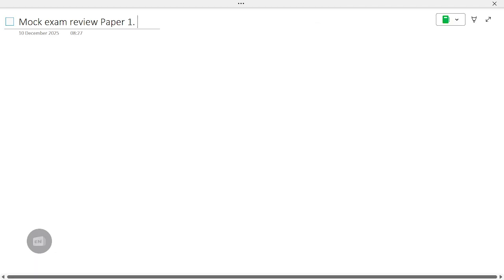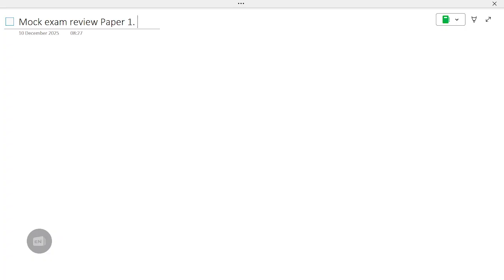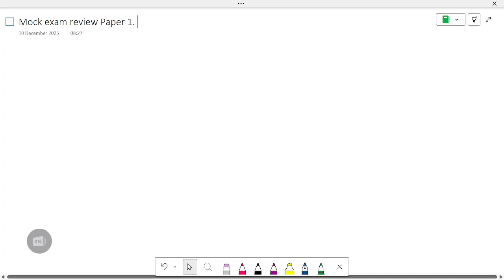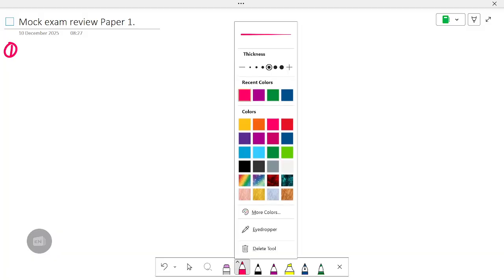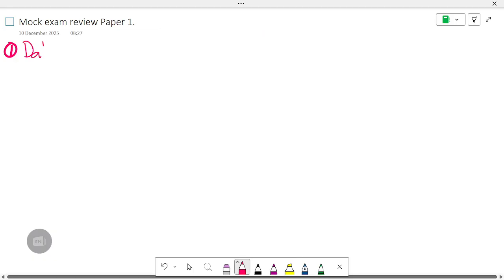Okay, so the very first topic on paper 1 is data. Okay, data representation. I'm going to make this a little bit smaller. Data. Okay, that's the very first thing.